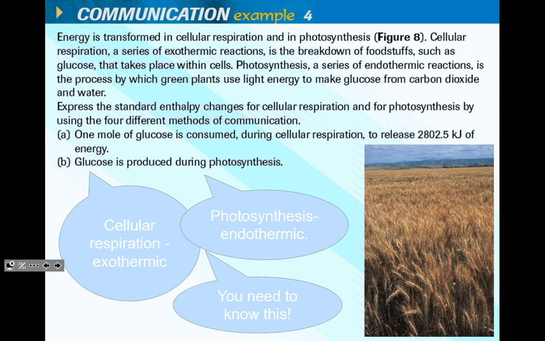1 mole of glucose is consumed during cellular respiration to release 2,802.5 kilojoules of energy. And we also know that glucose is produced during photosynthesis. So go ahead and show practice with the 4 methods using the process of photosynthesis, and then the 4 methods using the process of cellular respiration. And then pause and then check out the answers.